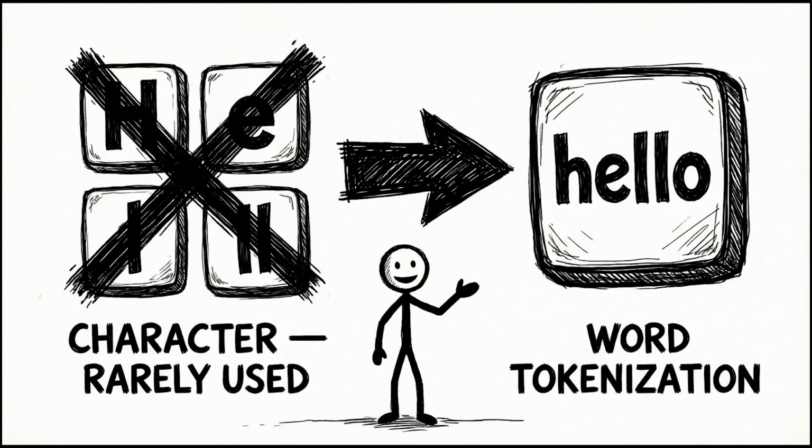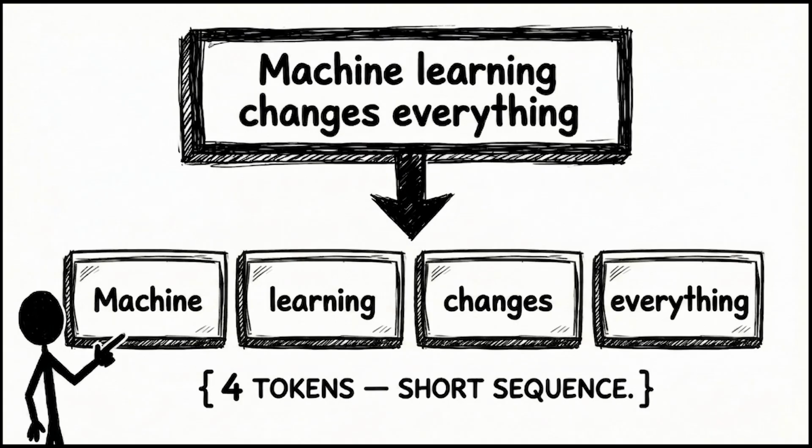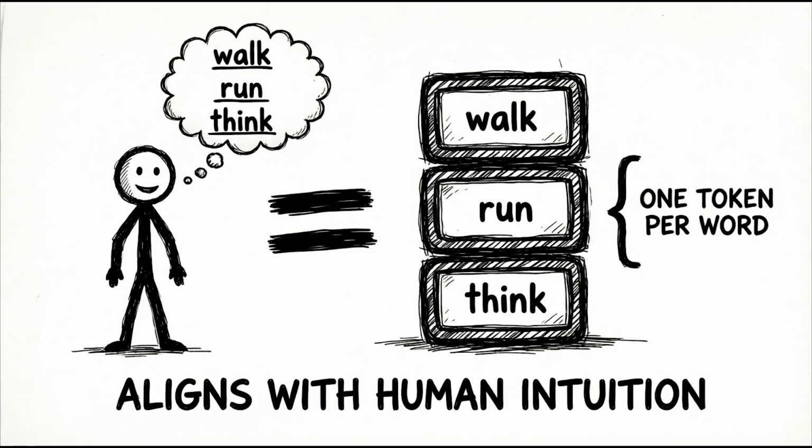Another tokenization we'll be looking at is word tokenization. This idea seems more natural. Instead of splitting text into characters, it's split into words. We have the sentence, machine learning changes everything. It's split into individual words. Each word becomes one token. Sequences are much shorter. This aligns more closely with how humans think about language.